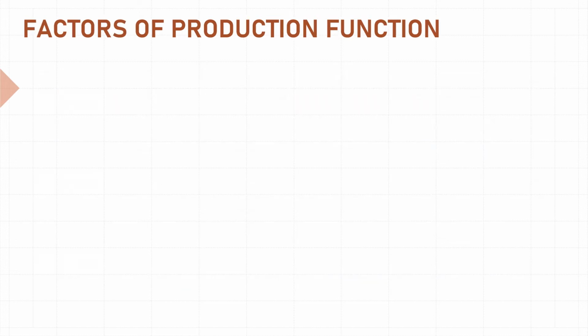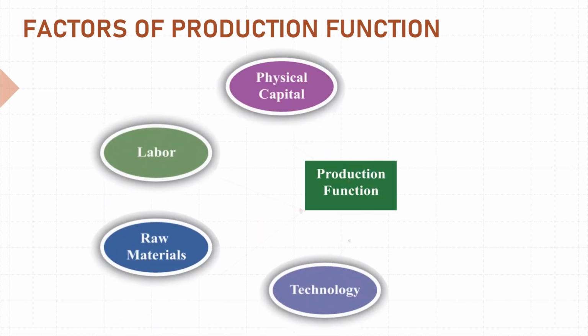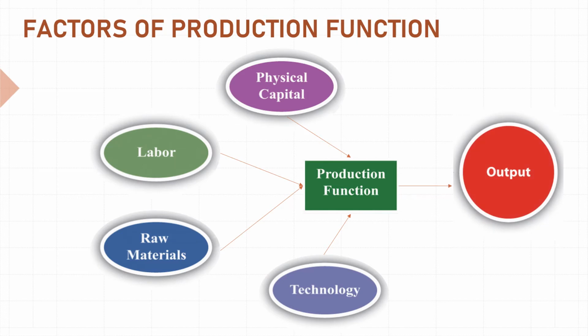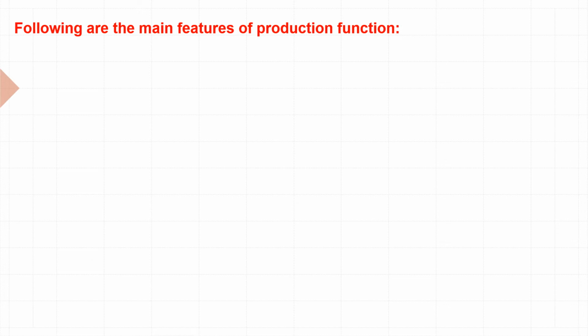Factors of production function. Production function has physical capital, labor, raw material, and technology, which impacts it, which further impacts the output. Following are the main features of production function.